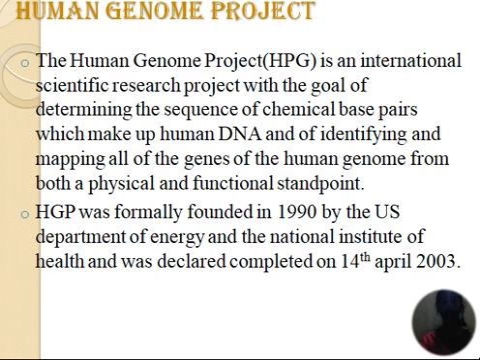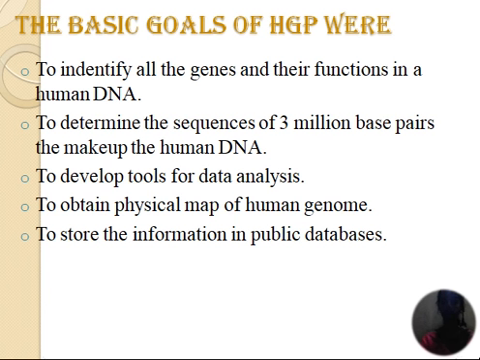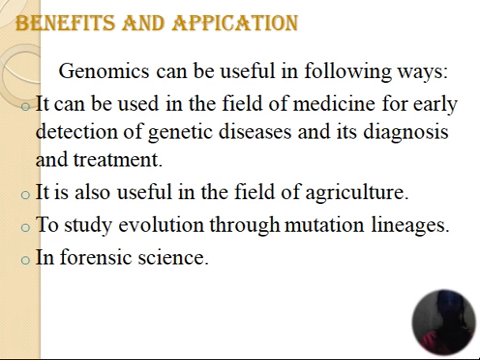Human Genome Project. The Human Genome Project is an international scientific research project with the goal of determining the sequence of chemical base pairs which make up human DNA and of identifying and mapping all of the genes of the human genome from both a physical and a functional standpoint. HGP was formally founded in 1990 by the US Department of Energy and the National Institutes of Health and was completed on 14 April 2003. These are the basic goals of HGP.